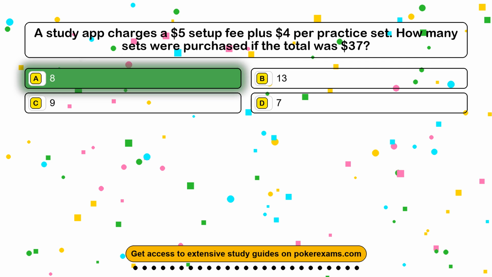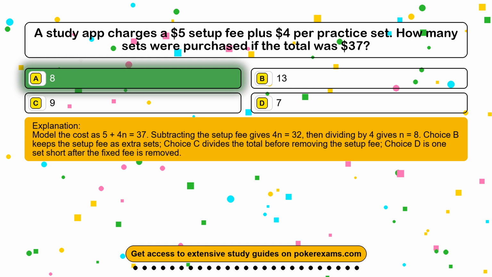The correct answer is option A, 8. Model the cost as 5 plus 4n equals 37. Subtracting the setup fee gives 4n equals 32, then dividing by 4 gives n equals 8. Choice B keeps the setup fee as extra sets, choice C divides the total before removing the setup fee, choice D is 1 set short after the fixed fee is removed.